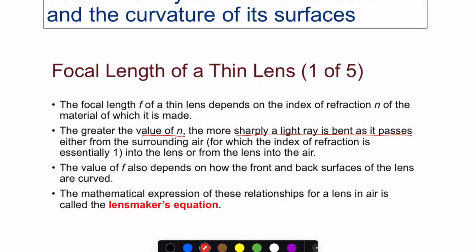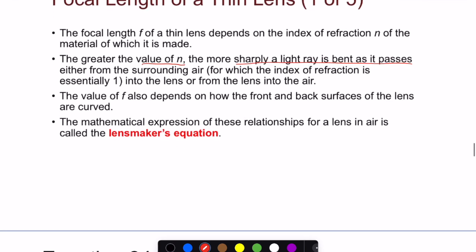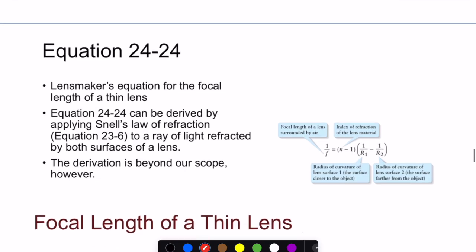It also depends on the shape, as we saw in the second set of slides at the beginning of this lecture. And we can put these two pieces of information together into a mathematical expression, which we call the Lensmaker's equation. So the inverse of the focal length of a lens is determined by the index of refraction of that lens, minus 1, times 1 over R1 minus 1 over R2. So don't worry about the derivation, okay? As usual, we skip that. We just need to know how to use these equations properly.